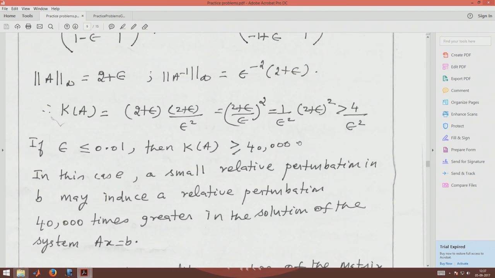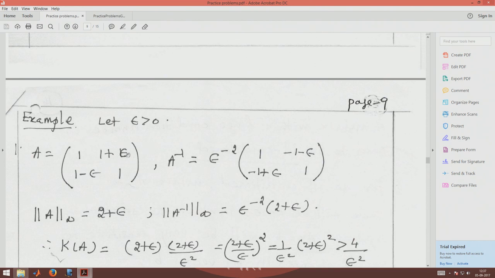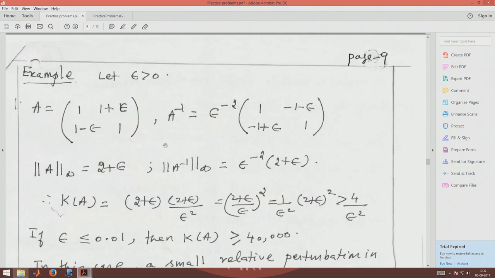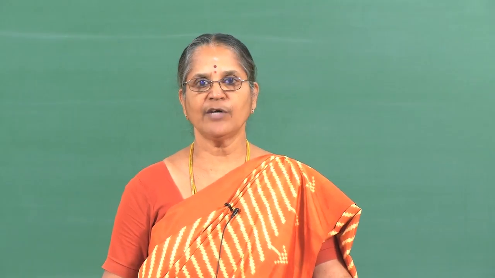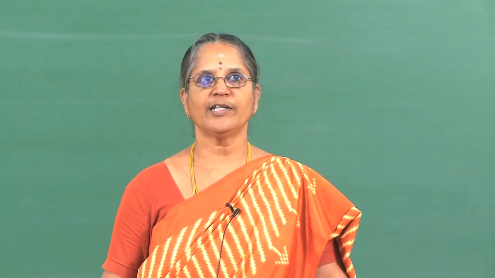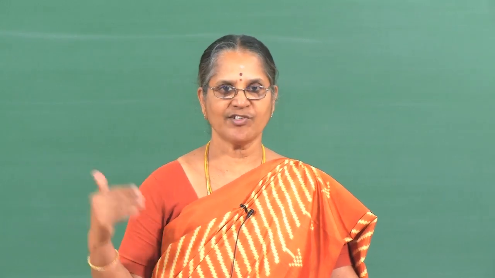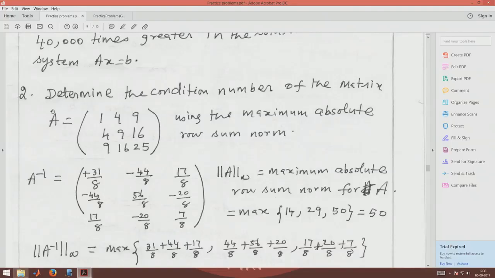Suppose in the matrix that is given, I take my epsilon, which is positive, to be such that it is less than or equal to 0.01. Then I observe that in that case K of A is greater than 4 by 0.01 the whole square, and that will turn out to be 40,000. So, the condition number of A will turn out to be greater than or equal to 40,000, which is a very large quantity.